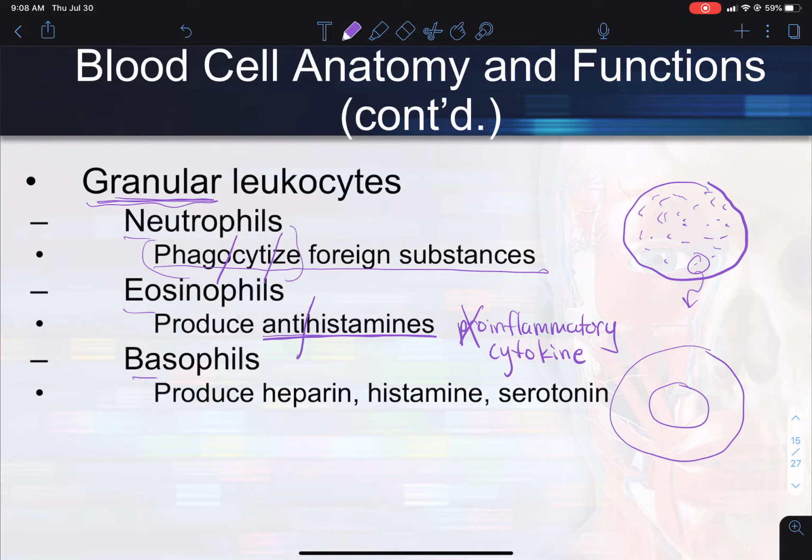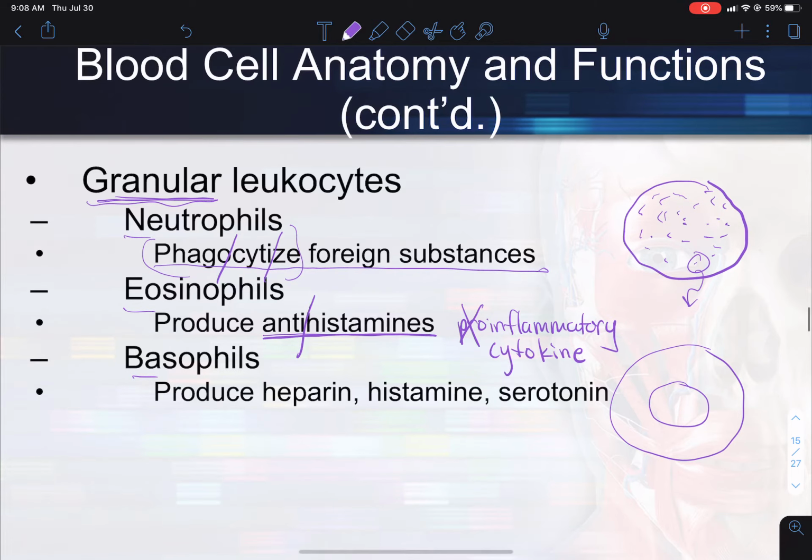And eosinophils typically are targeting parasites. That's why we don't have too many of them in the bloodstream at any given time, because luckily we're not usually infected with parasites. But whenever we do have eosinophils, they will come directly to the parasite. So let's say I have a worm parasite here, and the eosinophil will literally dump all of its antihistamines right around it.